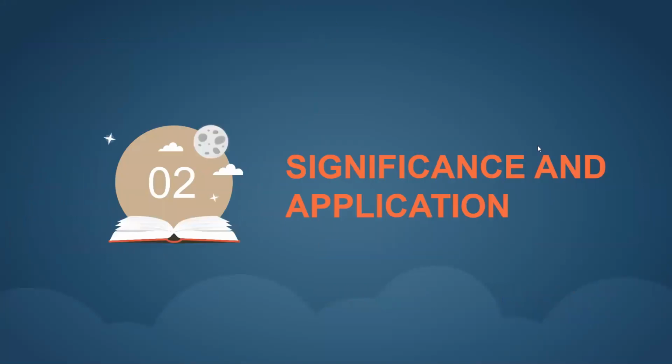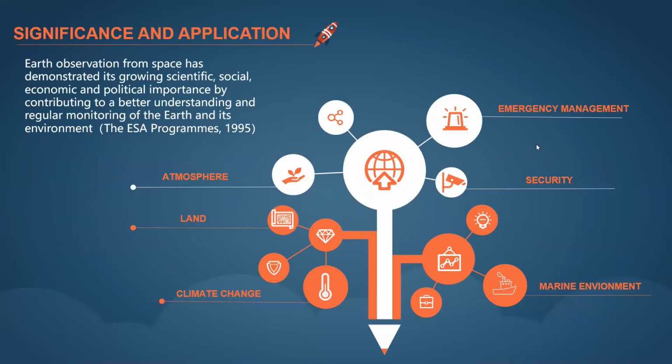The second section is the significance and application. Earth observation from space has demonstrated its growing scientific, social, economic, and political importance, by contributing to a better understanding and regular monitoring of the Earth.